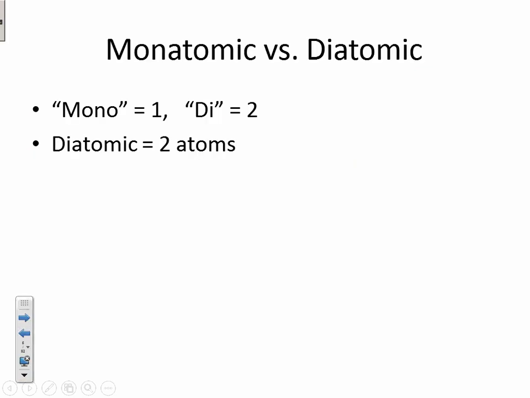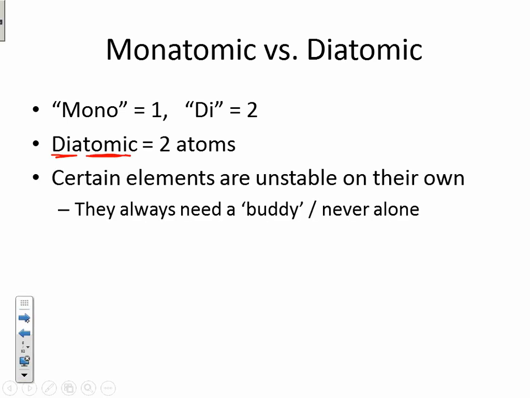Monatomic versus diatomic. There are 2 types of elements on the periodic table, monatomic and diatomic. Mono means 1, di means 2. So the word diatomic quite literally means 2, that's the di. And then atoms, atomic. What are diatomics? Well, basically there are certain elements on the periodic table that are super unstable on their own, and they always need a buddy. They can never be found as a single atom. They have to be paired up constantly. Now, whether that means they're paired up with another element or if they're paired up with themselves, they have to be paired up. They have to be combined. They're never going to be on their own.